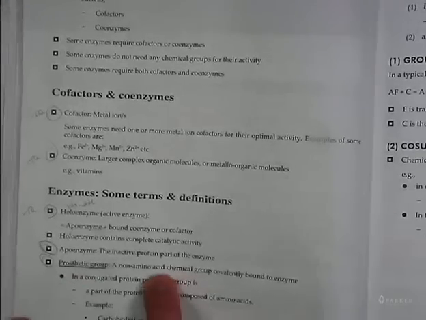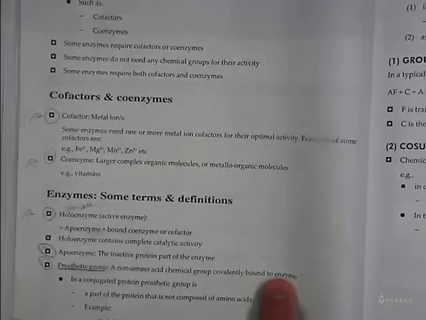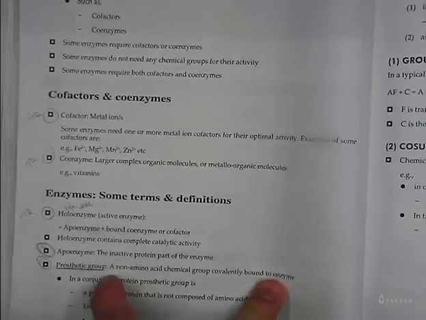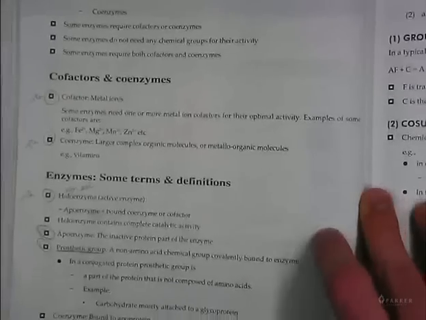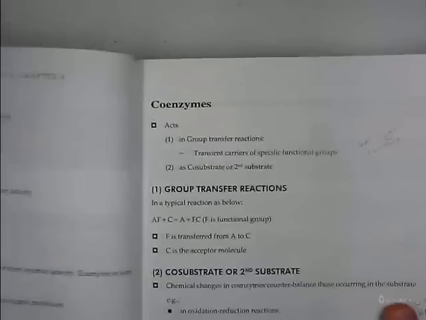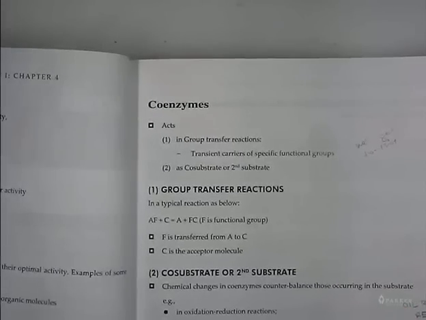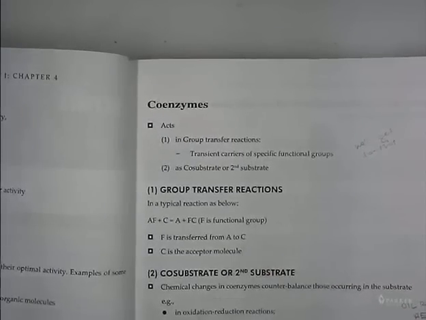Anyway, prosthetic group. It's just anything that's not an amino acid that can bind to an enzyme. It's like a fat or a carb, what have you. We'll go over this here in a minute.